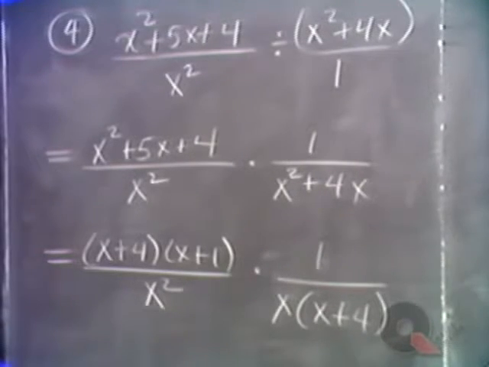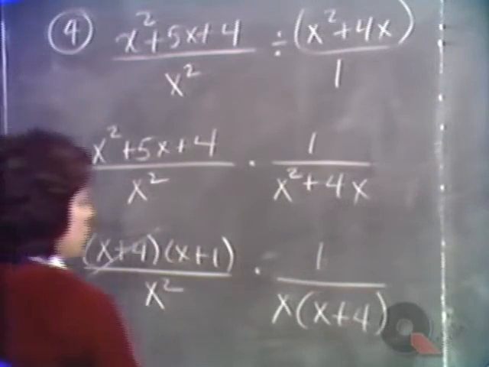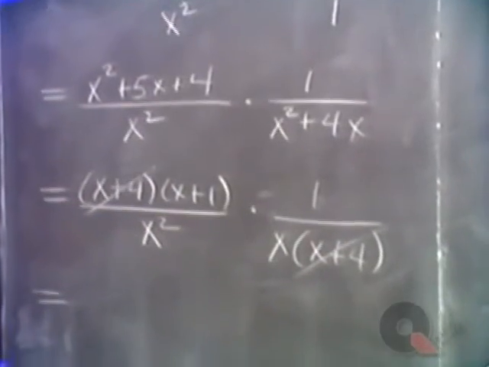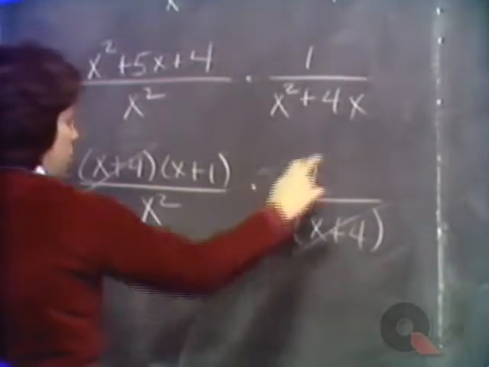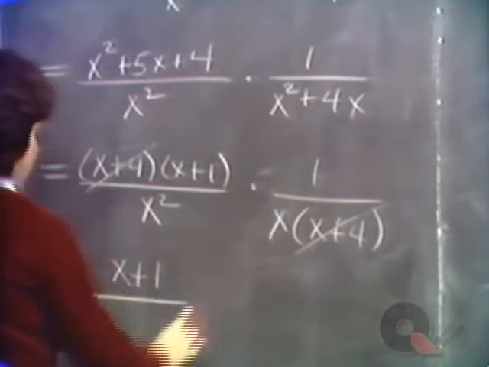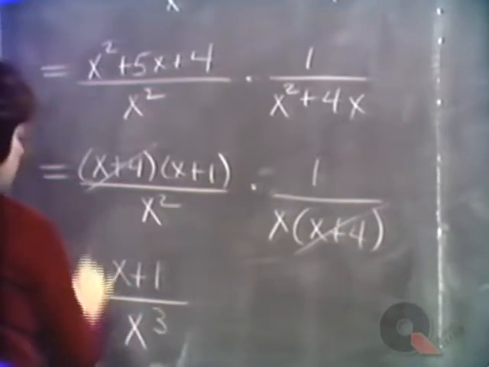And the only factor in common is x plus 4, which we can cancel out of the numerator and the denominator, leaving us with x plus 1 times 1, or just x plus 1, over x squared times x, or x cubed.